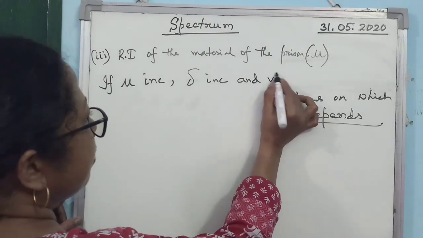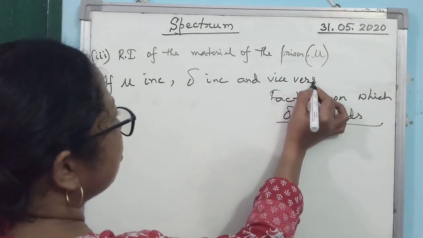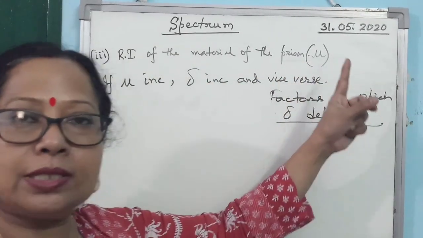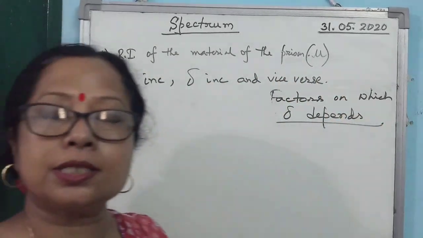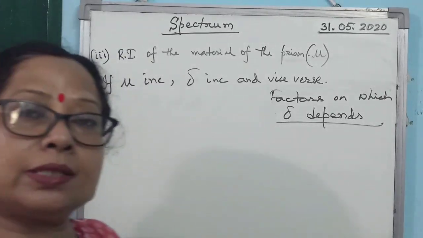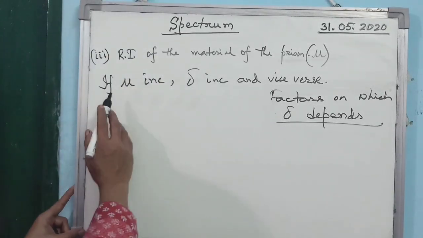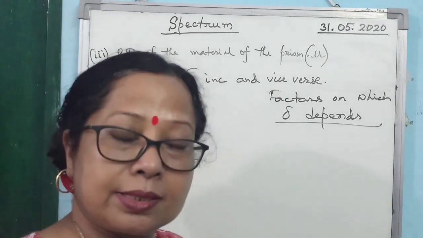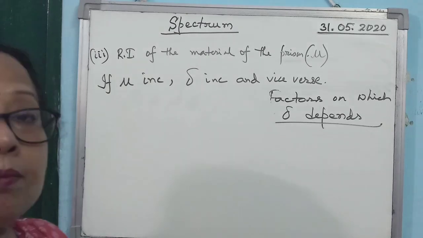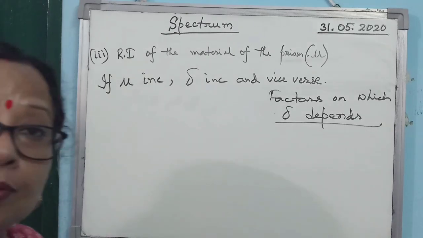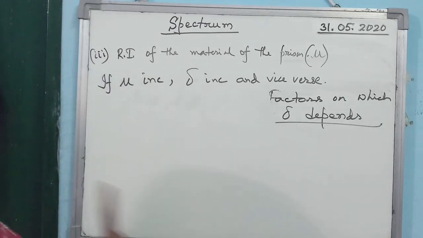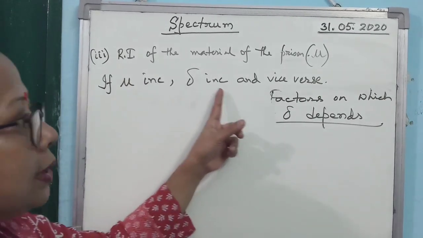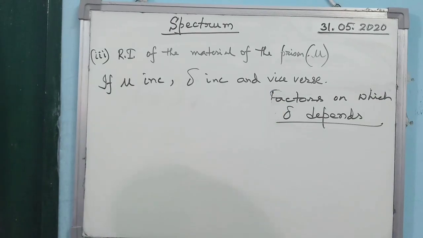What does it mean? It means if you take the material in such a manner that mu is increasing, then the angle of deviation suffered by that particular prism will increase. So you can write: if mu increases, delta increases, and if mu decreases, delta decreases. That is the meaning of vice versa. But kindly do not write that they are directly proportional. I am warning you. Do not write directly proportional. Just write if mu increases, then delta increases and vice versa.